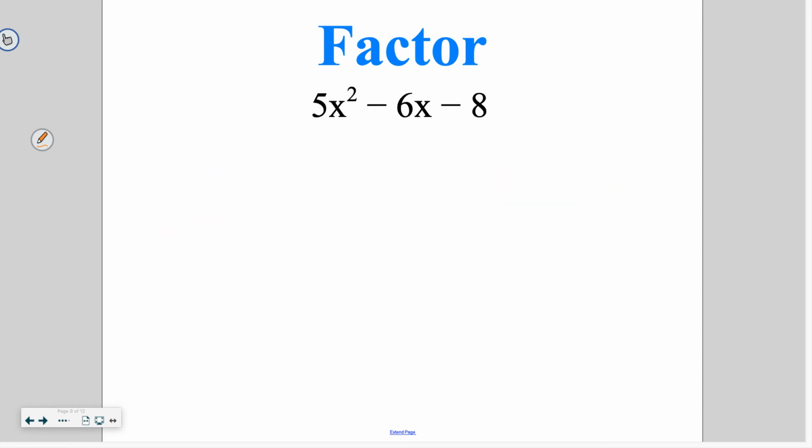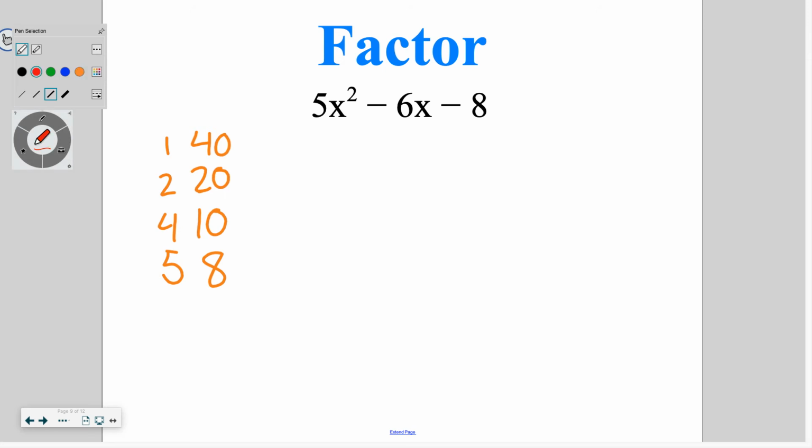Next one, again, checking for a GCF. I don't have one. Checking for perfect squares. 5 is not a perfect square. I have a number in front, so that means I'm going to go ahead and use that box method. So I start with 5 times 8, which is 40. So I need 1 and 40, 2 and 20, 4 and 10, and 5 and 8. I need factors that can get me to negative 6. That's going to be the 4 and the 10.